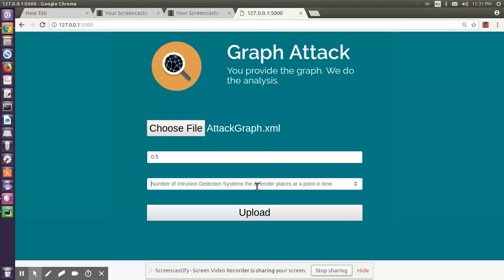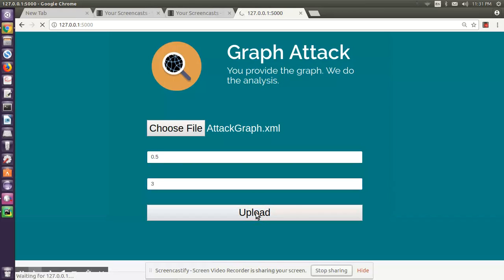The third value says that in your entire system, you might have a lot of nodes and you do not have enough budget to place an intrusion detection system for each node and each vulnerability. So you tell us how many vulnerabilities you can address or place detection mechanisms to detect, and we provide you with the game theoretic solutions.